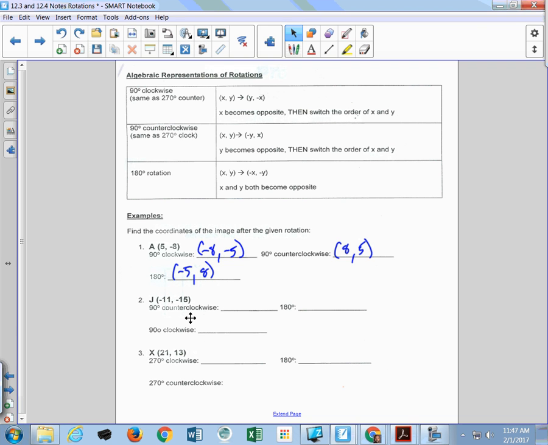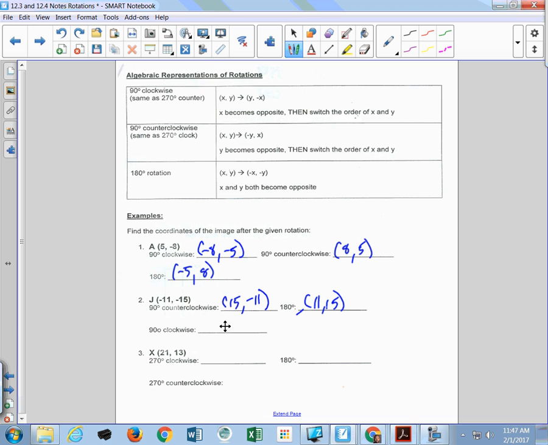Number 2, 90 counterclockwise. I'm going to switch them and change the Y to its opposite. So Y is -15, it's going to become +15 and move to the front, leave X the same. 180, I'm going to change both of them to their opposite, so that's just 11, 15.